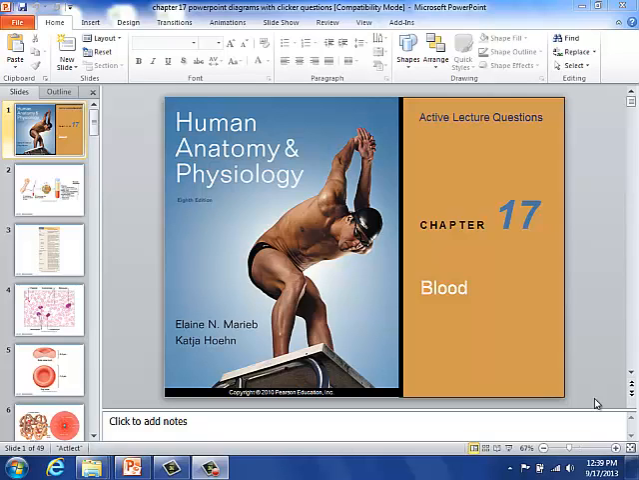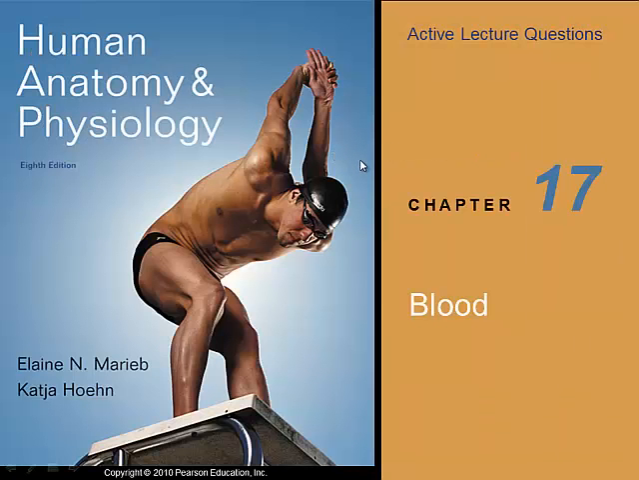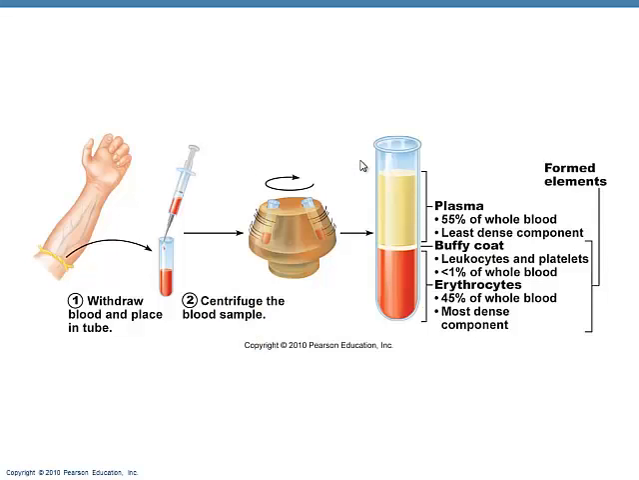Let's start chapter 17. Blood. What's blood? It's a connective tissue. Connective tissue, very good. Which is fluid. It's a fluid connective tissue, yeah. So the matrix of this connective tissue is what? Plasma. And the cells of this connective tissue are?